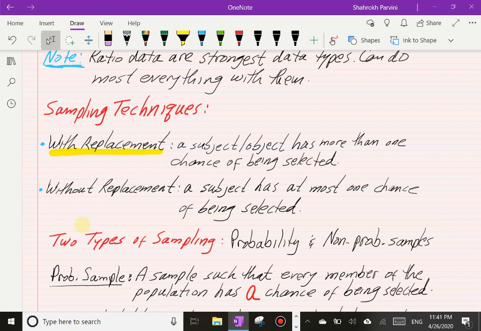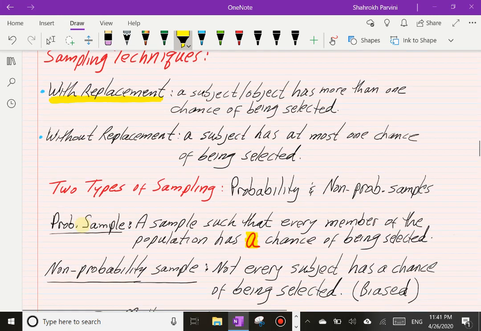It is a sample that's drawn in such a way that every element, every member of the population has a chance of being selected. Okay, so there you go. It has a chance of being selected. We are not saying equal chance, we're just saying some chance of being selected. That makes the sample a probability sample.